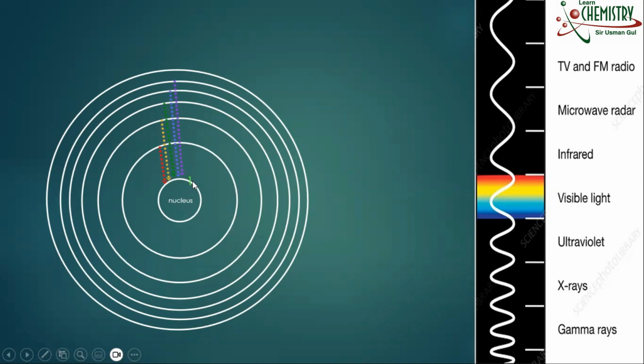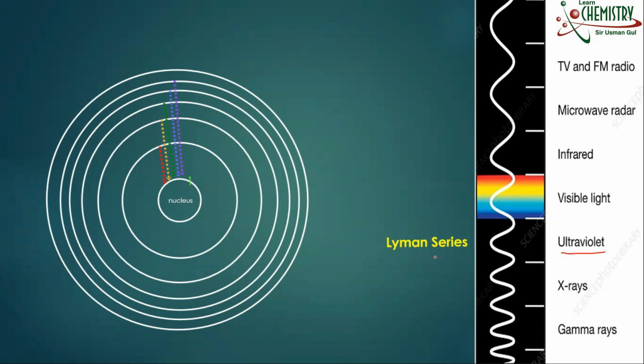Now remember that this kind of spectrum was first recorded by Lyman in the ultraviolet region. Because of Lyman's discovery, it was named the Lyman series.